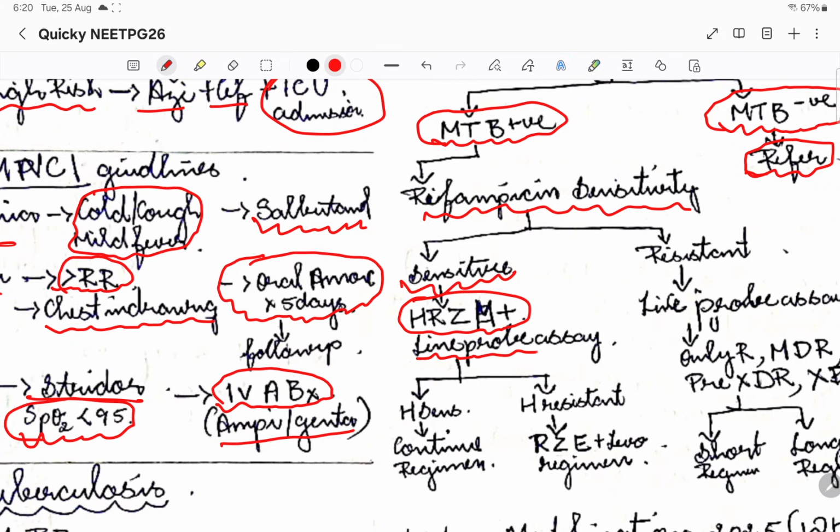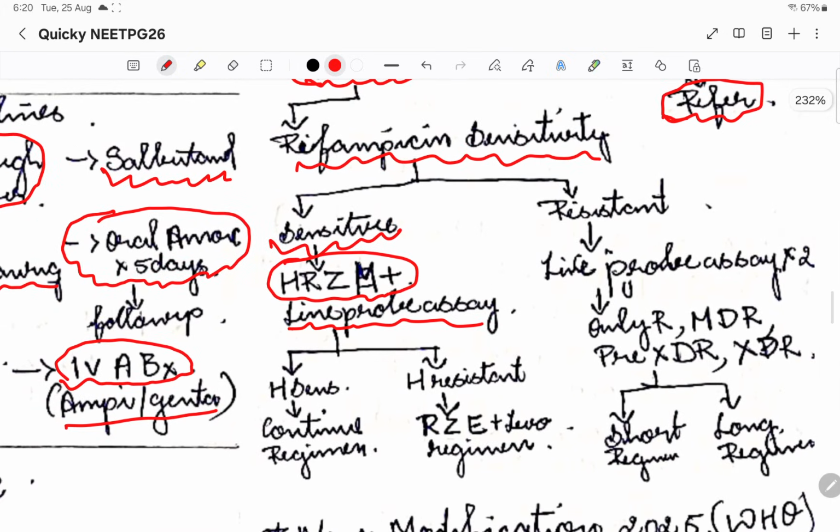Okay, so line probe assay we'll send. We'll come back to this. Suppose the rifampicin is sensitive, is what we talked about. Suppose if it is resistant, we are not going to start him on any HRZE, but we are going to send directly for line probe assay. We'll be sending the sample twice. Twice is what we are going to send if there is rifampicin resistant TB.